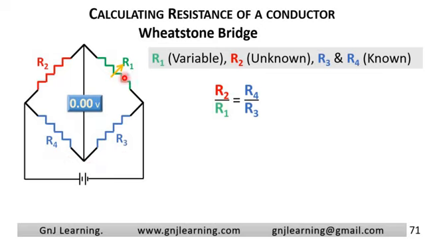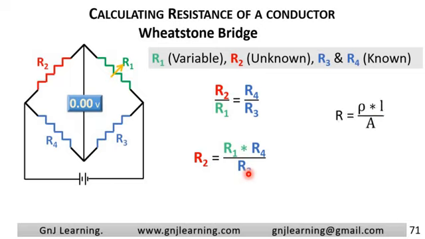Though this is variable, I can know the resistance. Since I am using a resistance box, I am able to know the value of this resistance. So from this formula, only one resistance is unknown, R2. Since I know all the other three, it is possible to calculate R2. R2 is equal to R1 into R4 divided by R3.